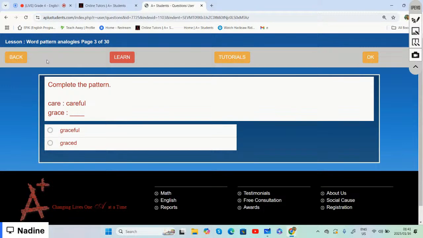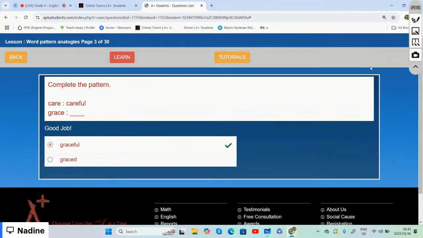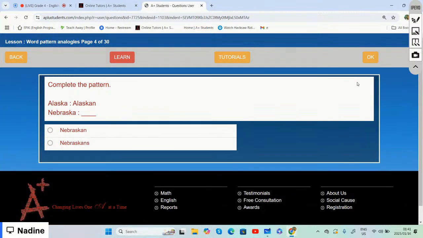All right. And then if we have careful and we were to follow a specific pattern, then we will do the same with the suffix full, right? So careful, and then we have graceful. It's like saying it's full of care, it's full of grace. Yes, well done. Graceful is correct.